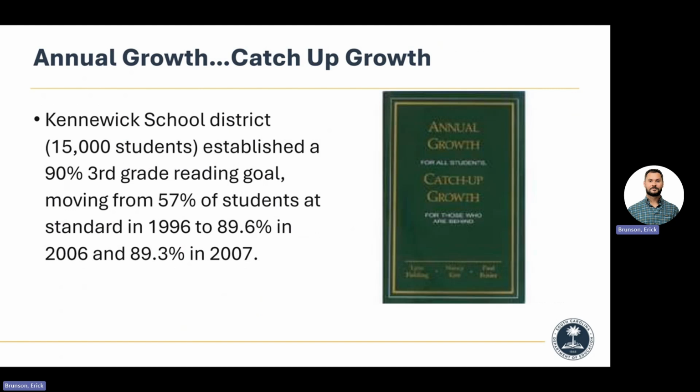So here's a book. If you're not familiar, I would highly recommend it. It's about reading. It's called Annual Growth and Kept Up Growth. And it's a district in Washington. And they, through a strategic plan process, essentially made a determination they are not going to have poor reading scores anymore. If you follow along what they did pedagogically, it's solid. It's solid.